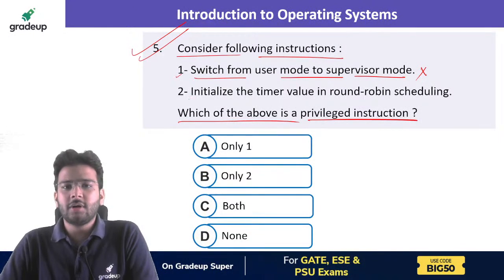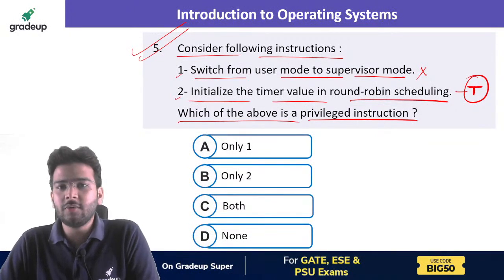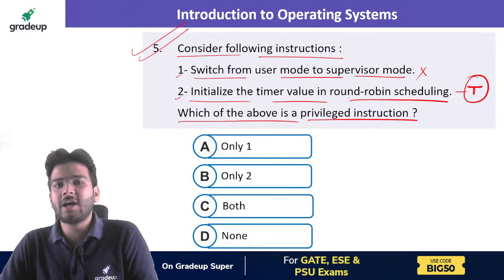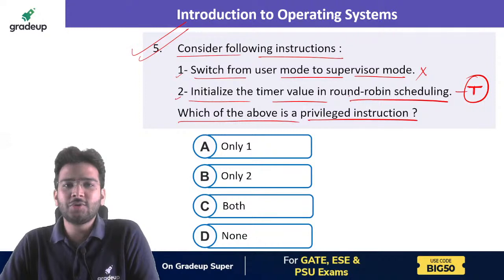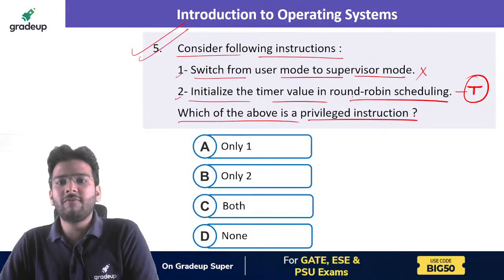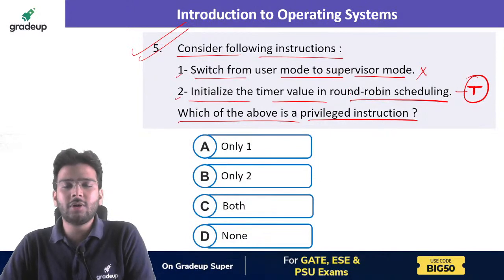Let's talk about statement 2. Initialize the timer value in round robin scheduling. Yes, definitely it is true. Why? Because if you allow initializing the timer value in the user mode, then most programs can change the timer value according to their execution. They can increase the timer value and execute for a longer amount of time, but we don't want that. We don't want to give that kind of authority to the user processes. So initializing the timer value for round robin scheduling will happen only in the kernel mode, and for that purpose you need a privileged instruction.